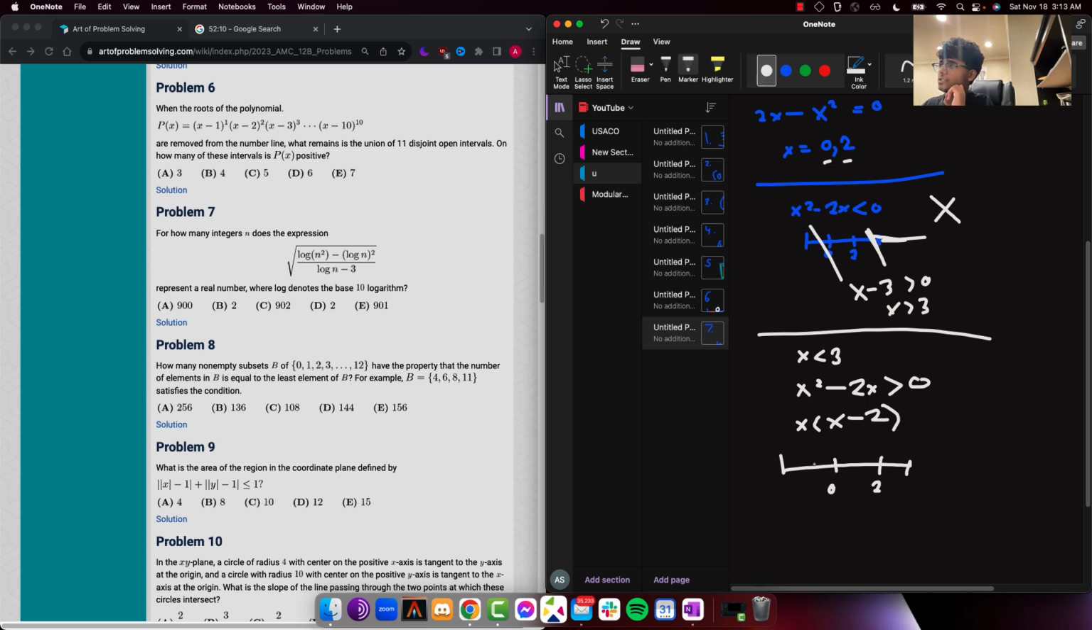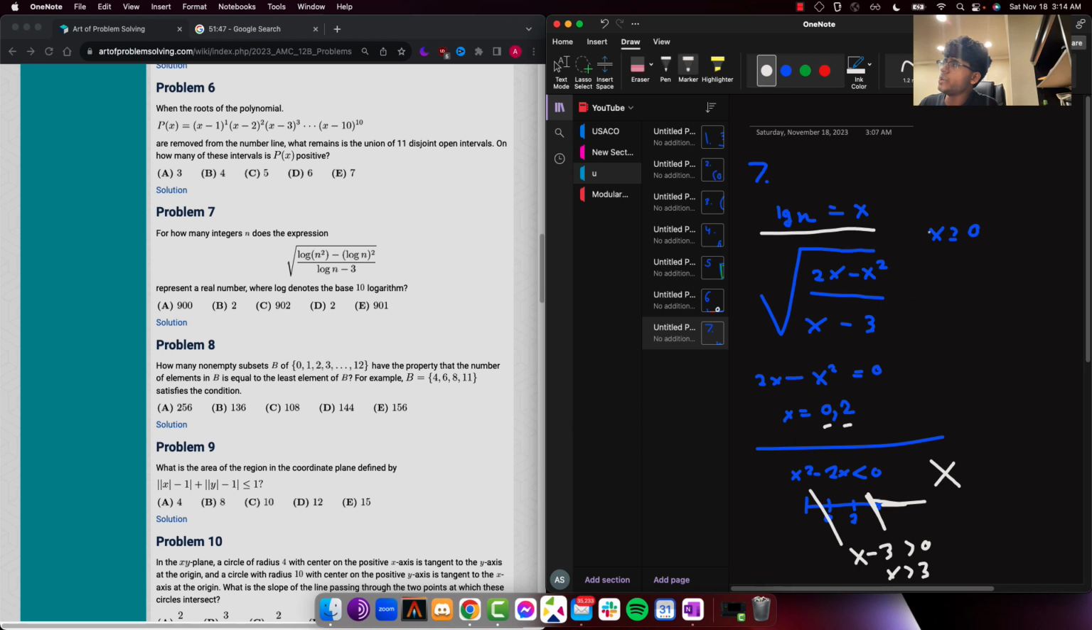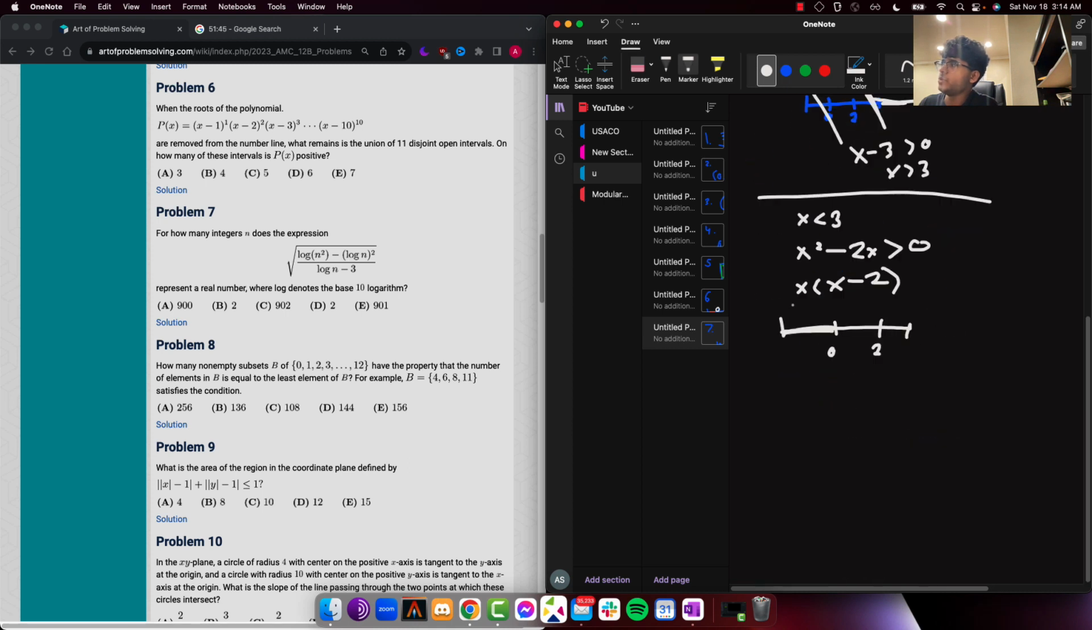So actually, negative 1, for example, will work. So this region of the inequality will work in this case. But the problem is we need x to be greater than or equal to 0, so that means that we can't consider that part of the inequality.